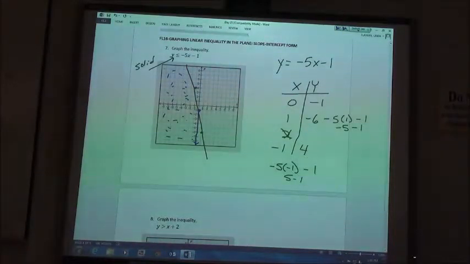So I just find my y-intercept and go straight down on my y-axis, and then I can see which side of the line I'm on.